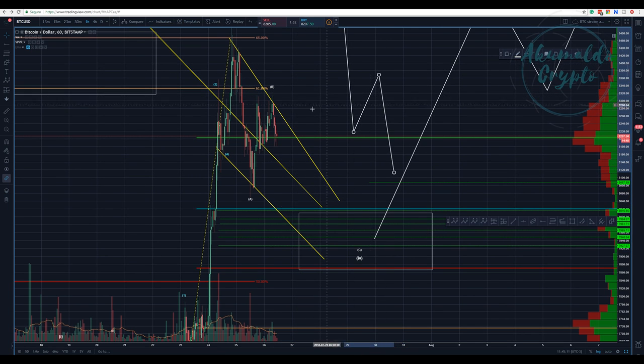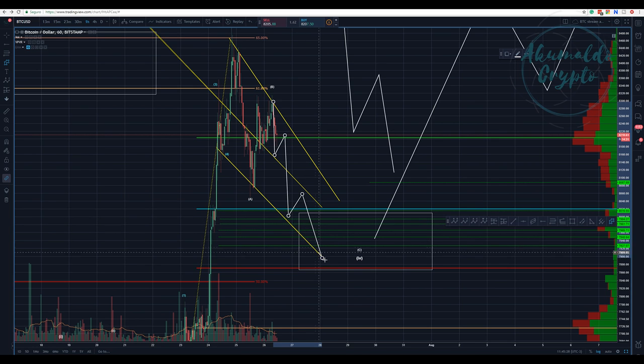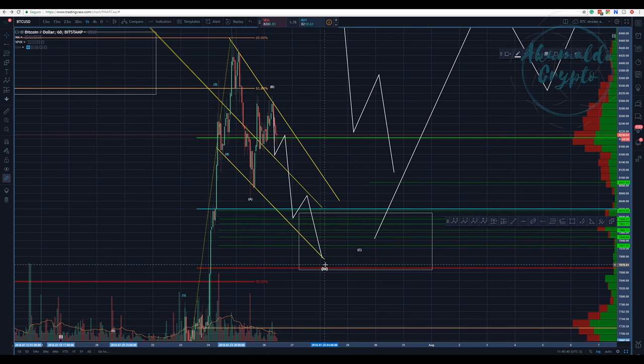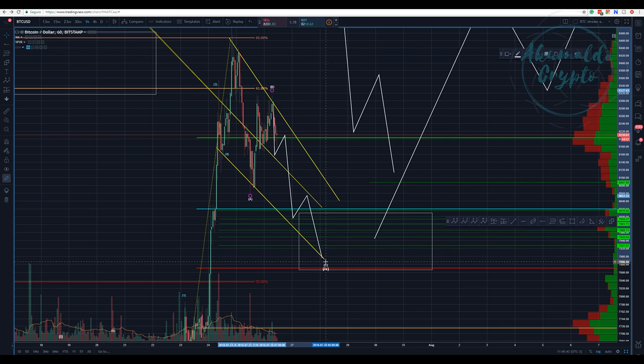What's the difference, guys, between A, B, C, D, E here and a 1-2-3-4-5? It's clear. If you see this pattern, 1, 2, and then you have an extended 3, 4, 5, you don't have a flag. You don't have a triangle. You have a sharp correction for this 4. Simple. You just need to look: 1, 2, 3, 4, 5. It's not a flat. It's going to be a sharp correction, and then you start buying it.